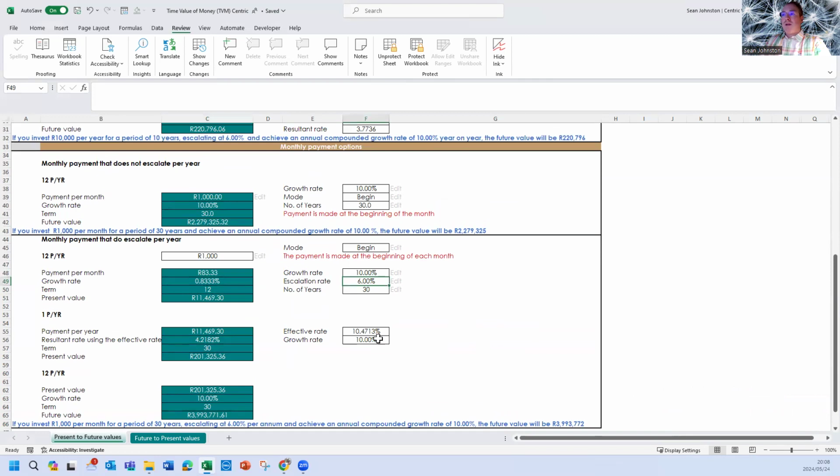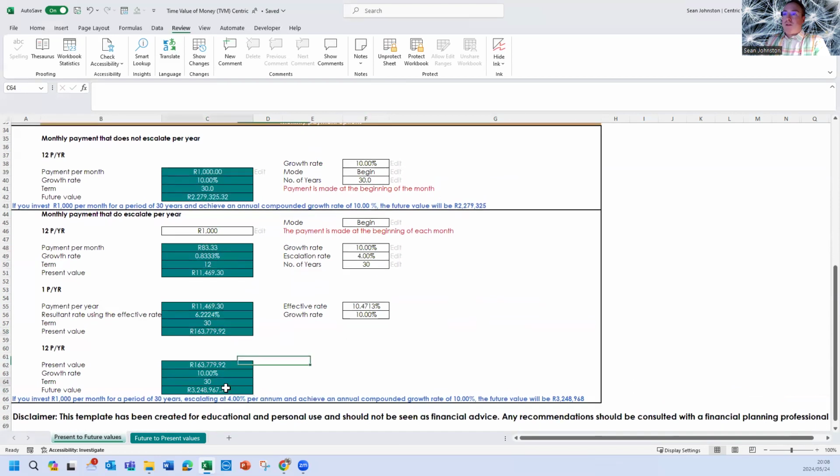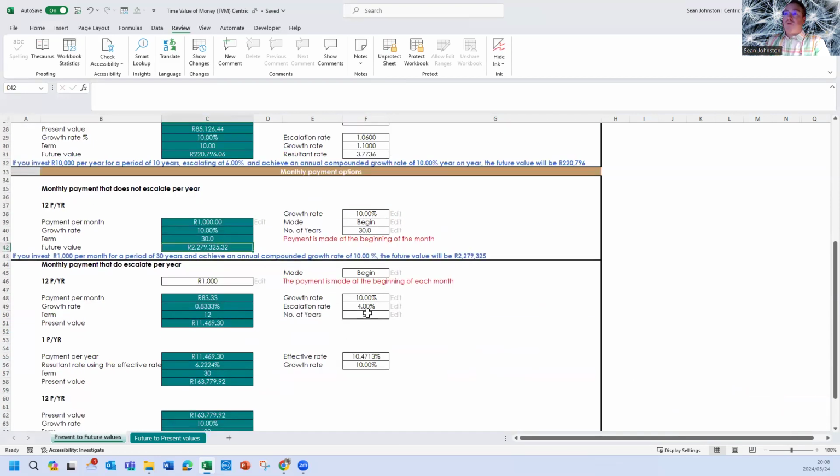So anyone who's got a retirement annuity or any investment and is not factoring in escalations, it doesn't have to be 6%. If you want to make it lower because of affordability, it is better than nothing. If I made it 4%, it's 3.2 million versus 2.2 because you're factoring in escalations.